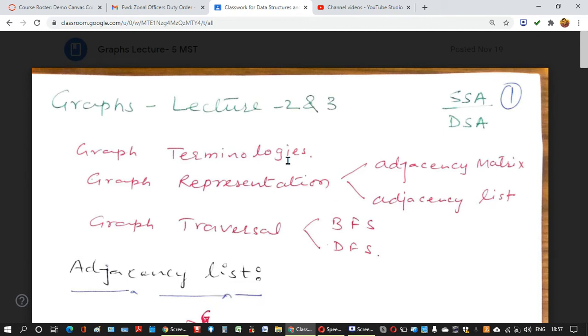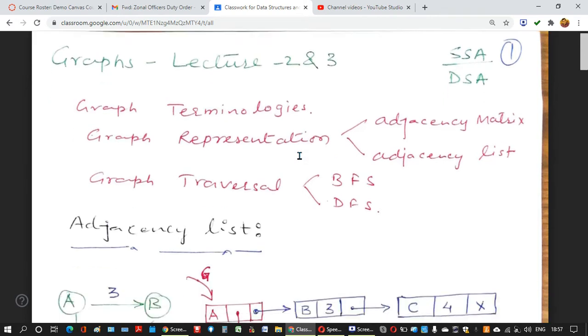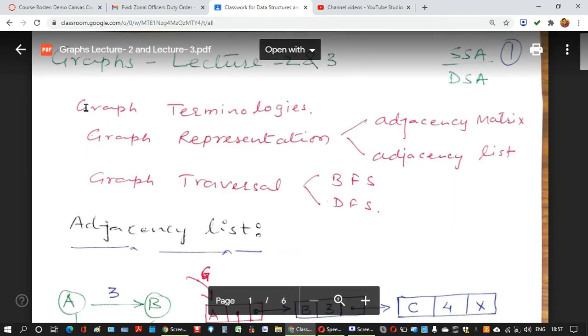In this video lecture, we will continue our discussion on graphs. So in the previous lecture, I discussed with you the graph terminologies and the graph representation, out of which how to create an adjacency matrix of a graph we have discussed. Our further discussion includes adjacency list. So how to represent a graph using an adjacency list, that we will discuss in this class.